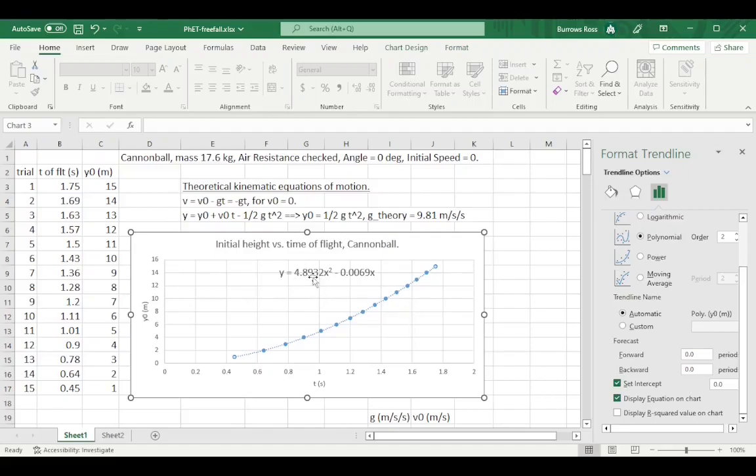And now we're going to be able to see that we'll determine the experimental acceleration due to gravity. This is going to be twice this 4.8932 number here, the coefficient of x squared. So let's get into showing how that works.